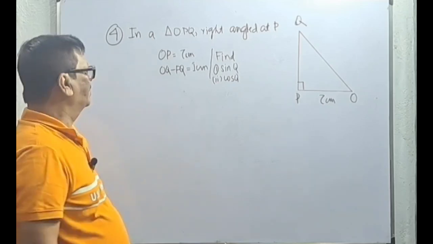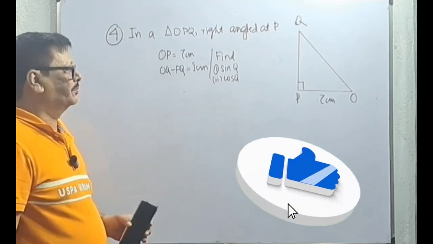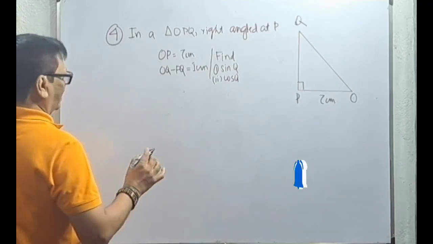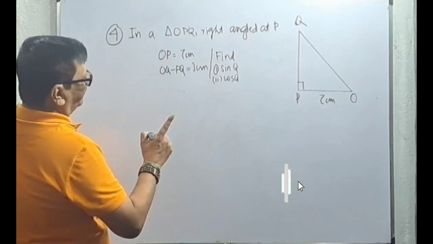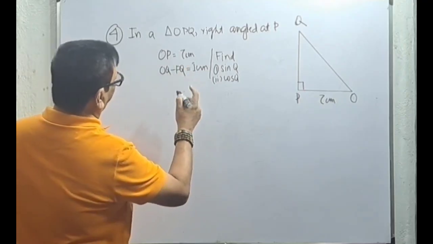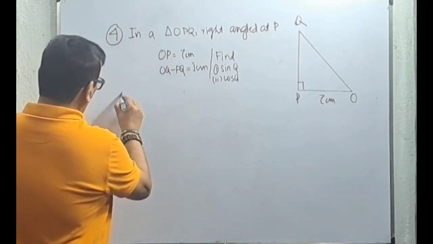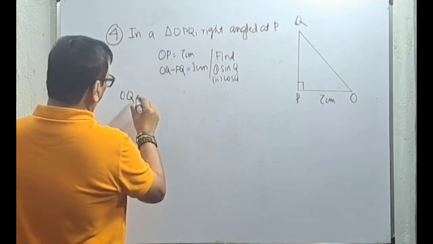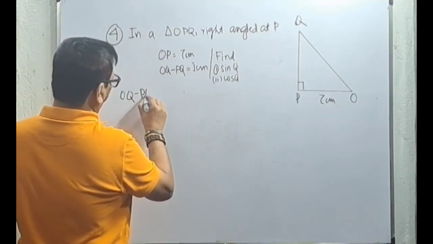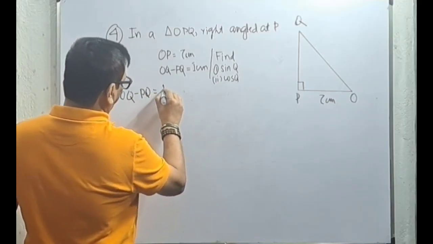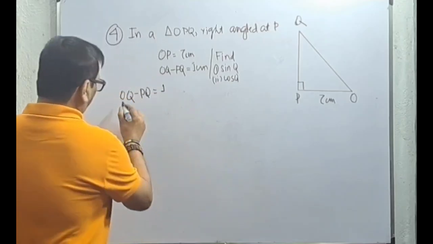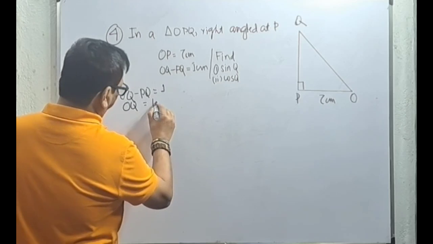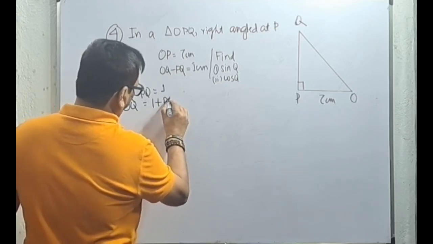Now we come to question number 4. It's a good one. Very good one. See. Let's start, right? First, whatever is given, OQ minus PQ is equal to 1 centimeter. So we get OQ is equal to 1 plus PQ.